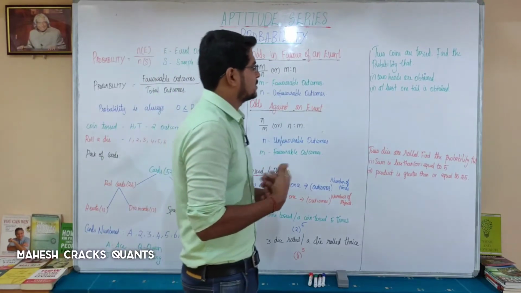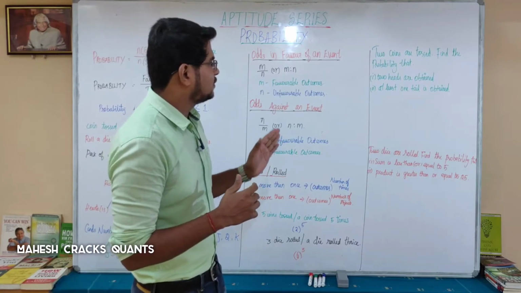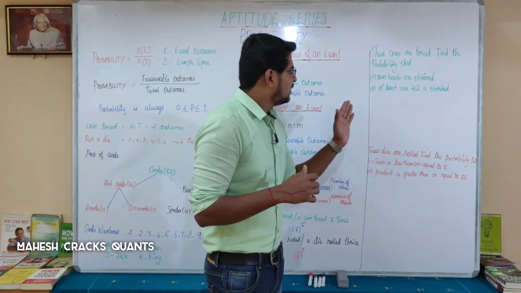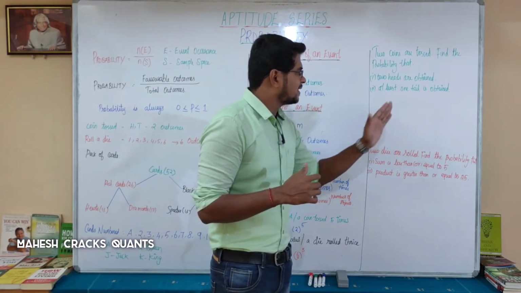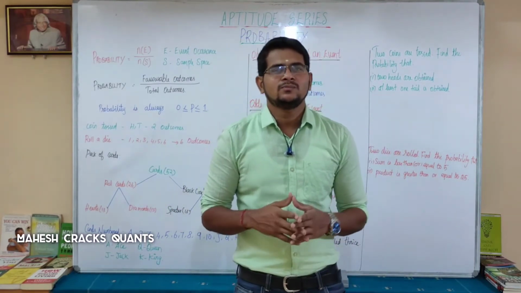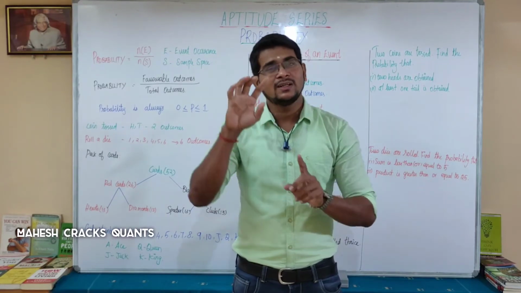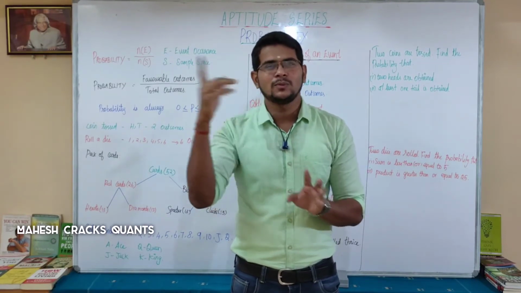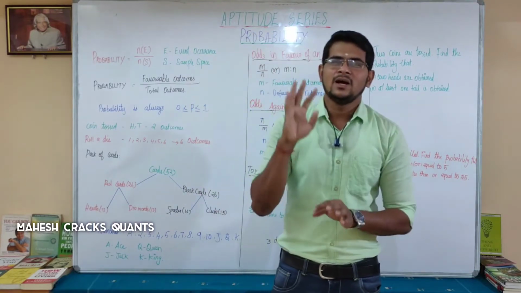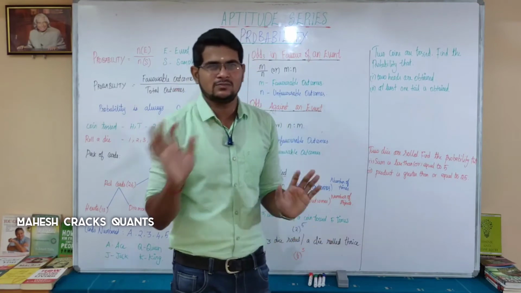We'll solve some questions. 2 coins are tossed. Find the probability that 2 heads are obtained. The second question is at least 1 tail is obtained. So 2 coins are tossed. What is your total outcome? You know that. Total outcome for a coin is 2 and the power is how many coins, 2. So 2 power 2, 4 outcomes will be there. Out of those 4 outcomes, how many have 2 heads is what the question asks.